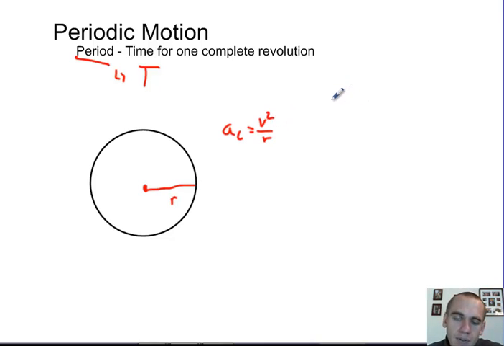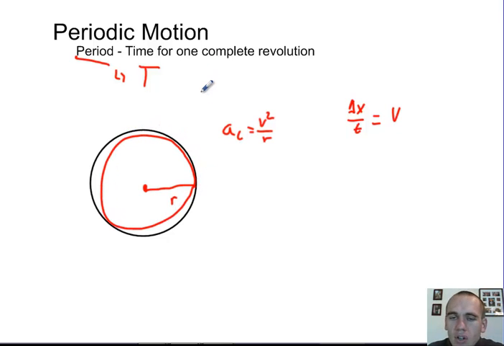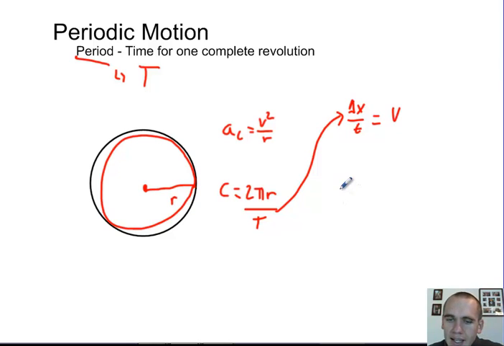But remember, v is velocity, and velocity is displacement over time. And if we know the time it takes for one revolution, then we also know how far it's gone, right? One revolution means it goes all the way around and ends up back where it started. So the distance it's covered is actually equal to the circumference. Well, circumference is equal to twice pi times the radius. So if I use that for my distance, and I know the time is the period T, then I can substitute this into my equation for velocity, and I get 2 pi r over T equals velocity.